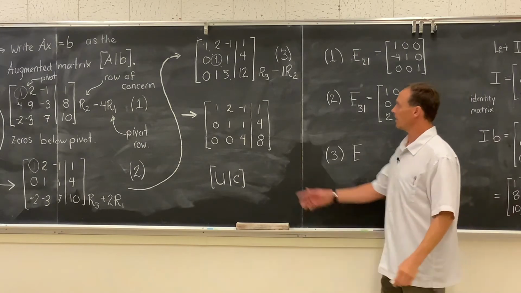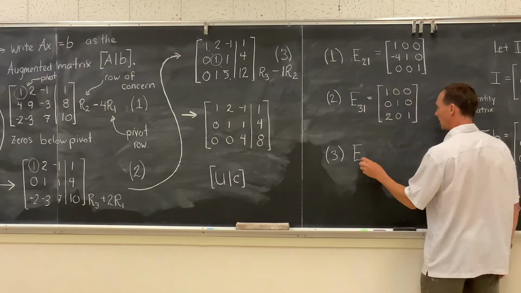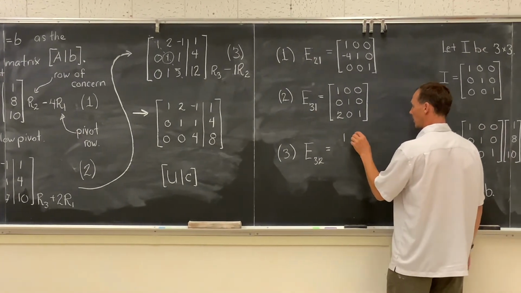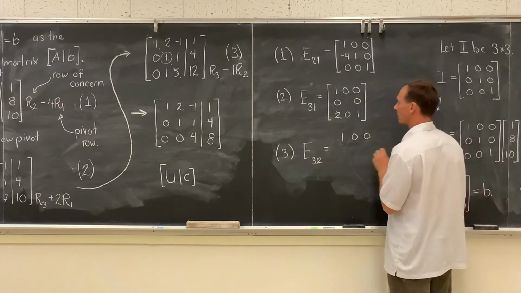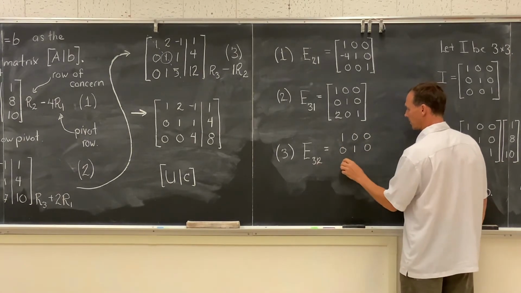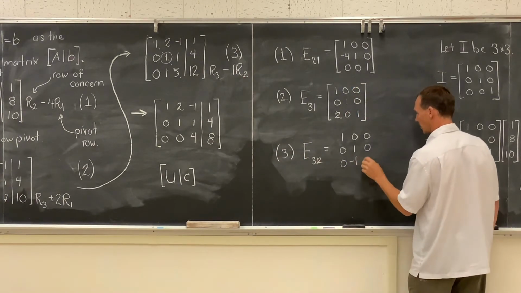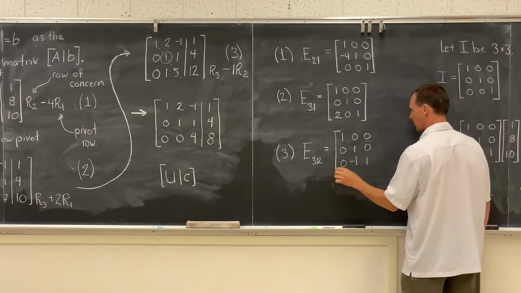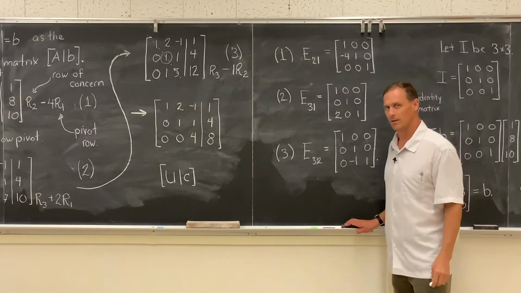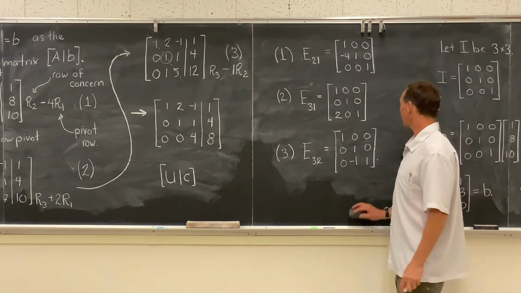Notice what did we do? We worked on row 3 by referencing row 2. So this is an E3,2. And what did we do? Well, 1, 0, 0. We have 0, 1, 0. And in the 3,2 position, we have a 0, minus 1, 1. Okay, now it's time to put this all together.